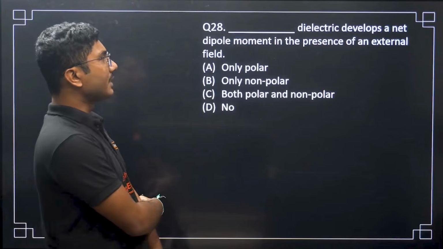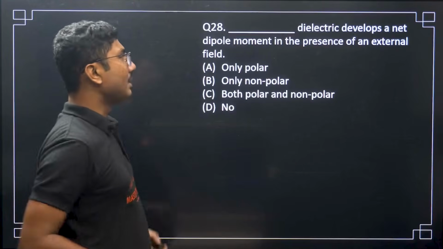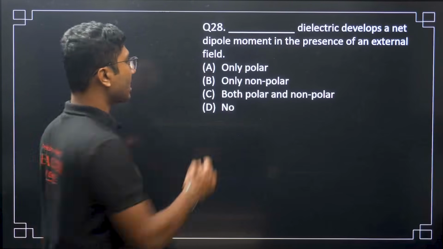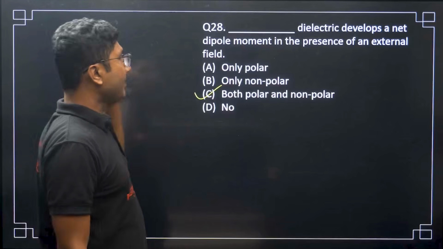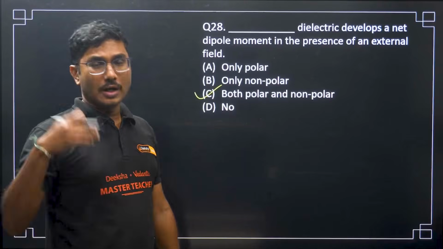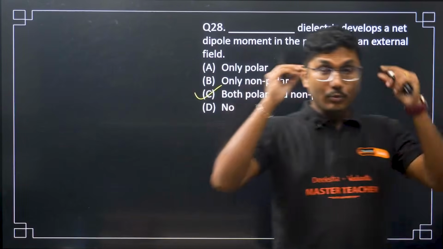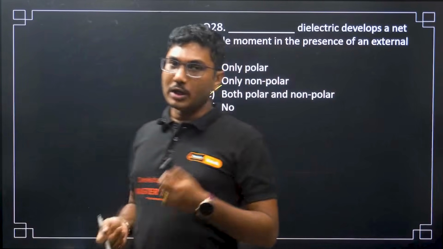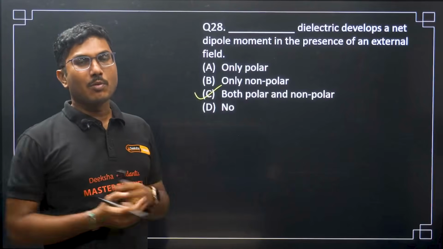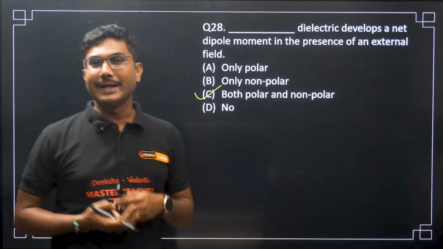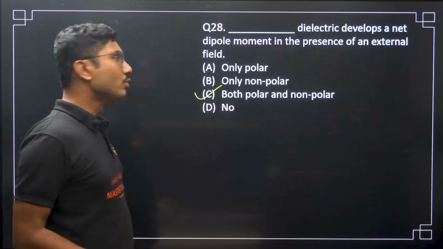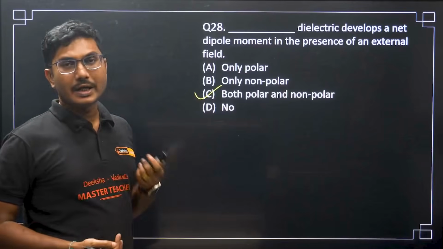Dash dielectric develops a net dipole moment in the presence of an external electric field. Only polar, only non-polar, both polar and non-polar do develop a dipole moment. Polar molecules already have a dipole, but the net dipole moment is 0. At molecular level, polar molecules obviously have dipoles, but their net dipole moment is 0. When you apply an external electric field, they develop a net dipole moment. So that's why both polar and non-polar produce electric dipole moment.